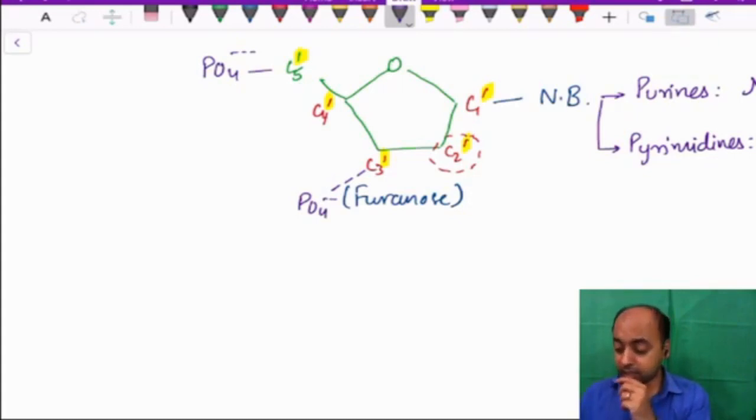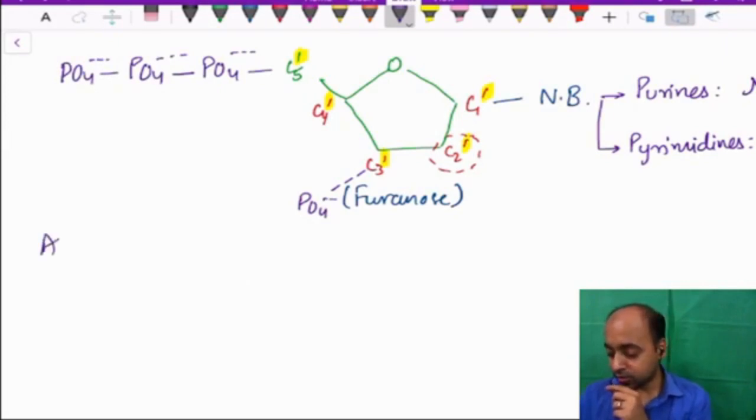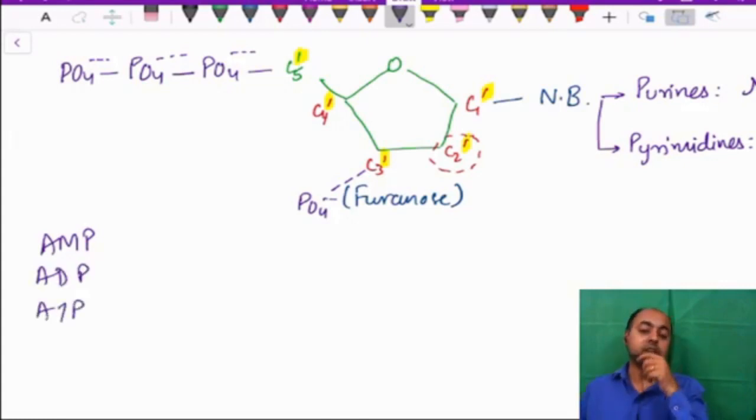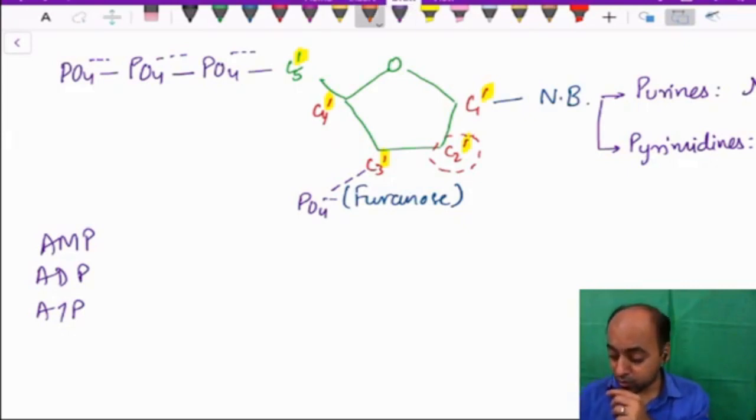Alright. In addition, the number of phosphates is also variable. It may be 1, it may be 2, or it may even be 3. You know that we have the adenosine monophosphate, the adenosine diphosphate, and adenosine triphosphate. All of them are nucleotides. So the number of phosphates is variable. It may be 1, it may be 2, or it may be 3.